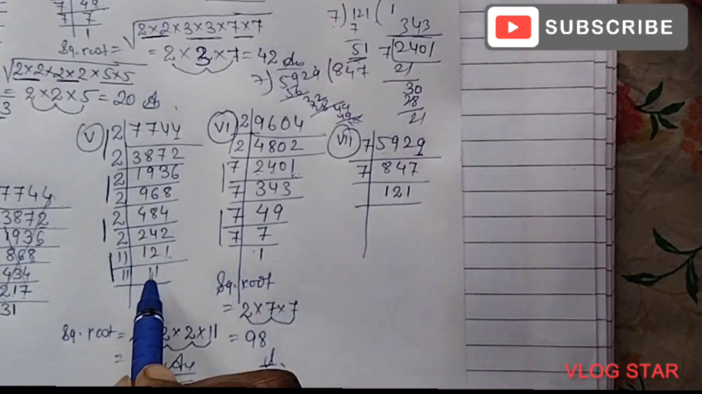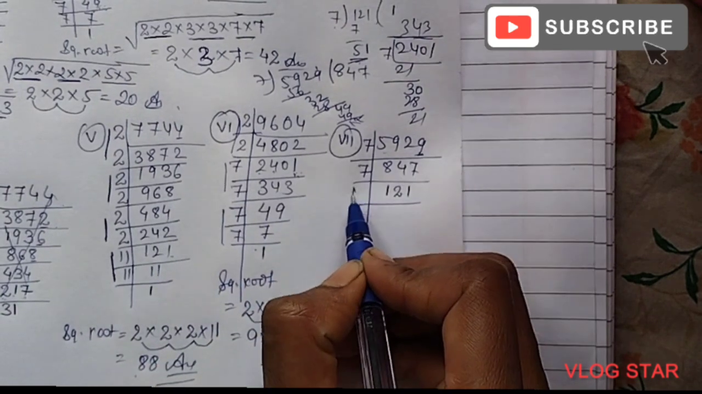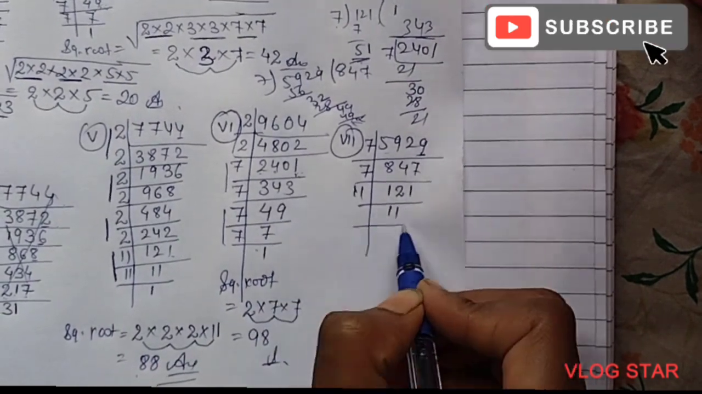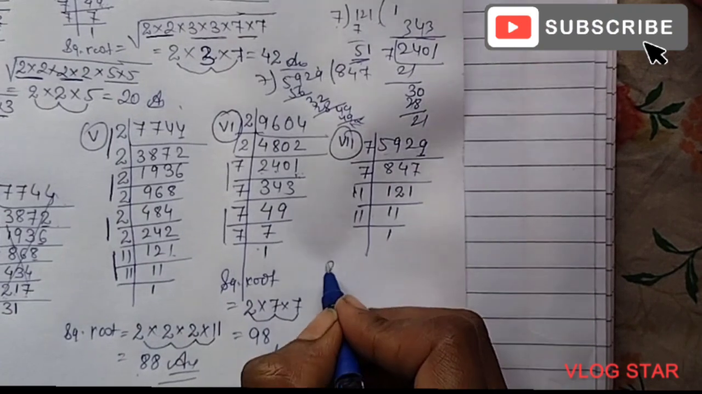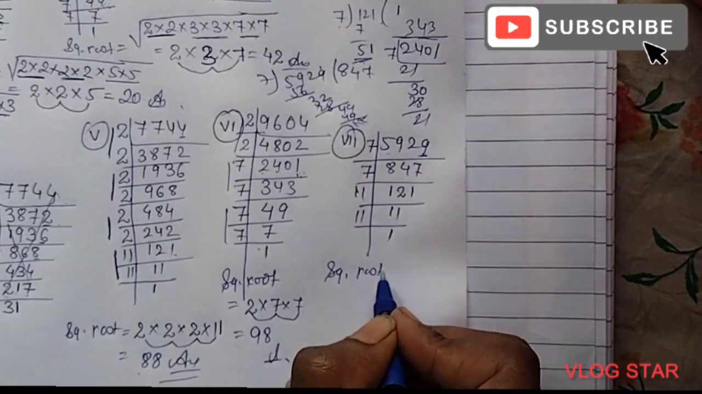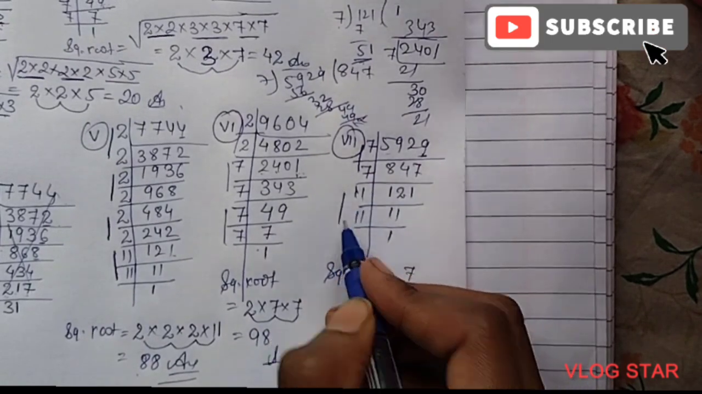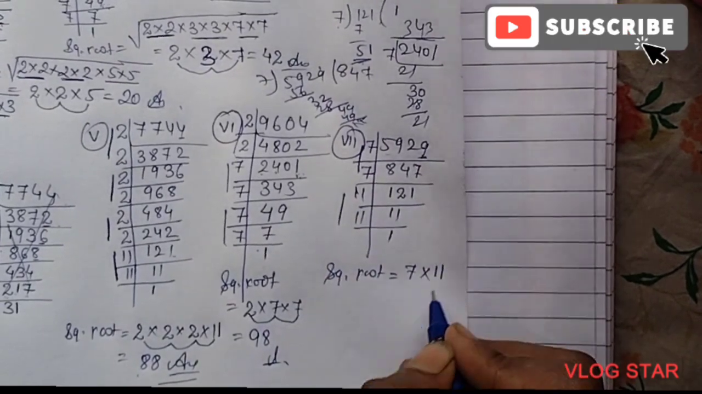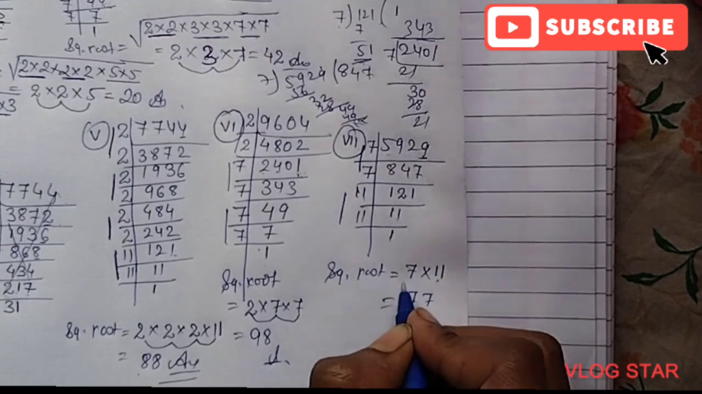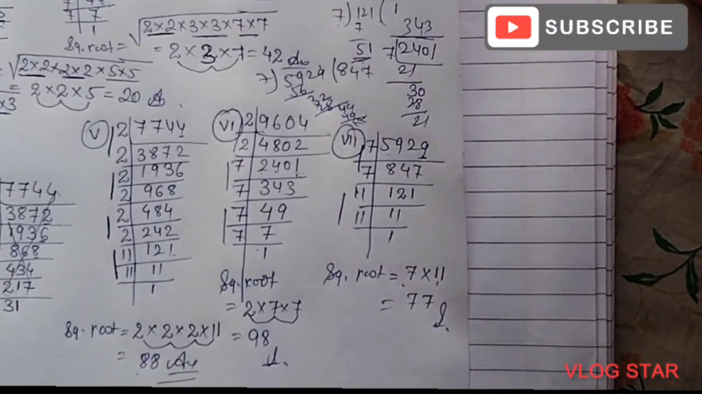So in this question we see 121 is divisible by 11, so write 11, 11 1s are 11. Okay, next for the square root, there is a pair of 7, write 1 7 is there. There is a pair of 11, write 1 11 is there. So 11 into 7 is 77. So the square root of 5929 is 77.